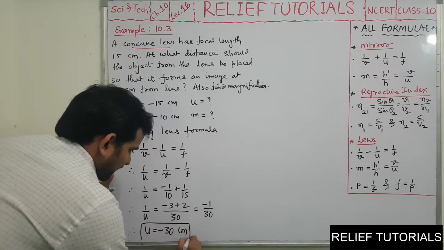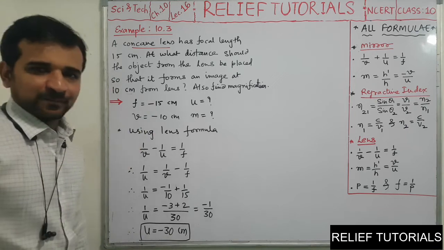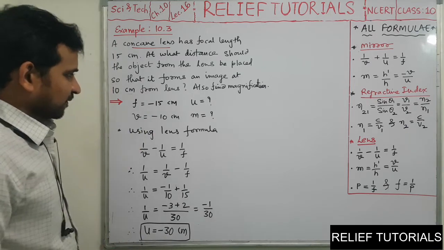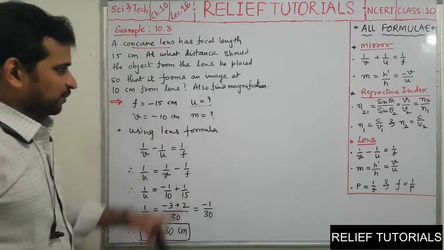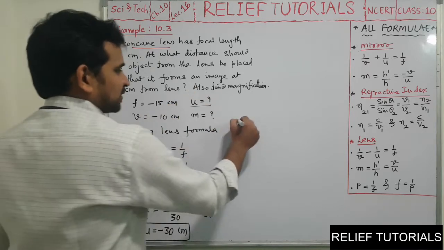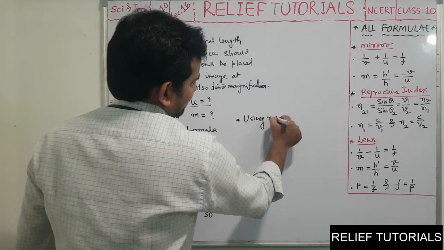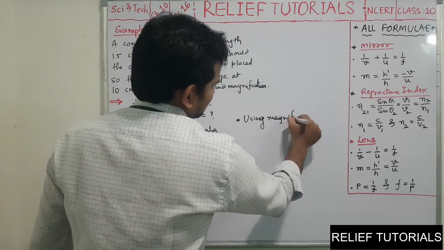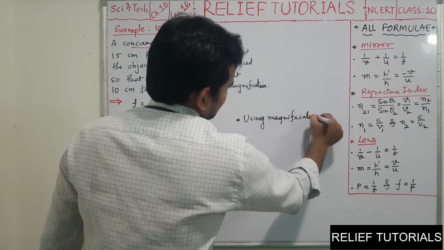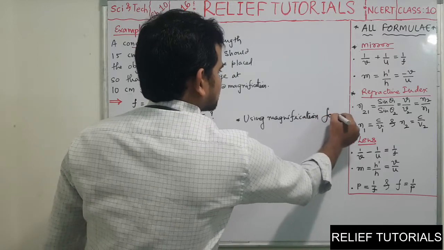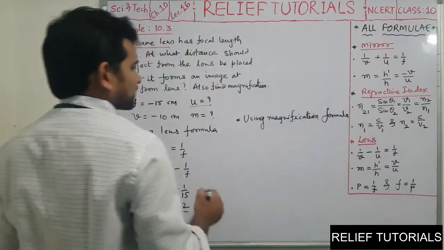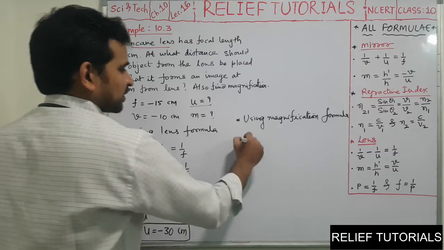The object is placed at 30 centimeter from lens. So U we found. Now find the magnification. So using magnification formula, we can use here.